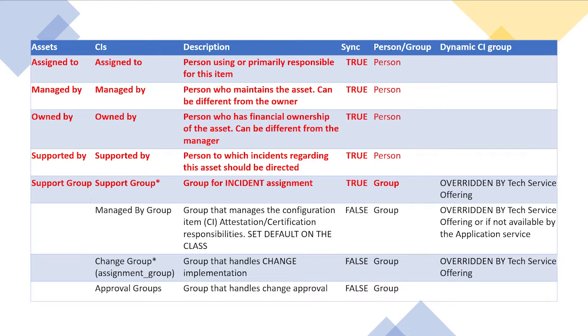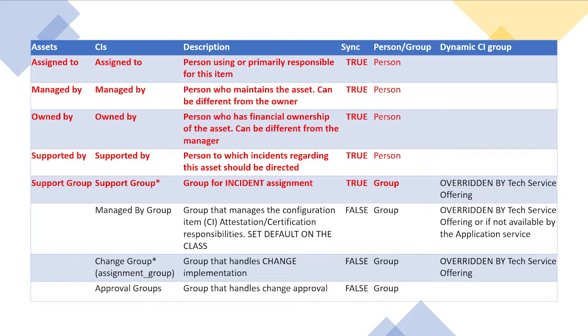So the rows in red are essentially the rows that are asset type rows. It's important to note that not all the fields have to be populated. Some organizations choose to populate all the fields and some choose to populate some of the fields. The assigned to field is one of the more important fields. It's indicating that a computer or an asset is being assigned to a user, and that field is being synced with the CI, of course.